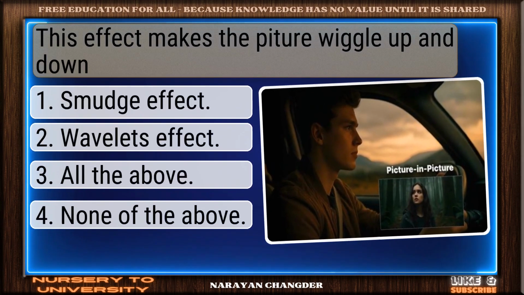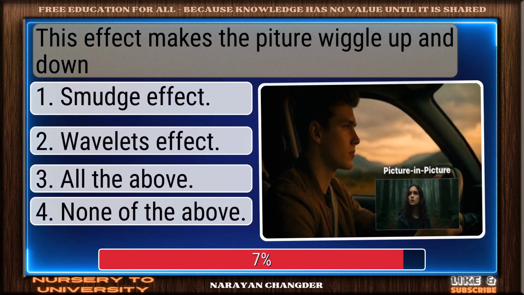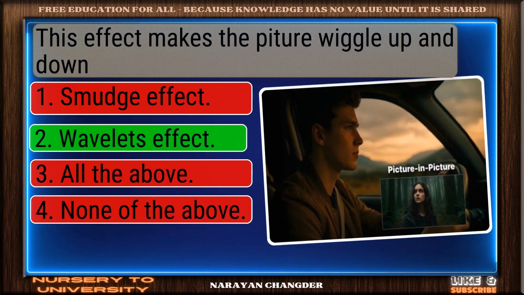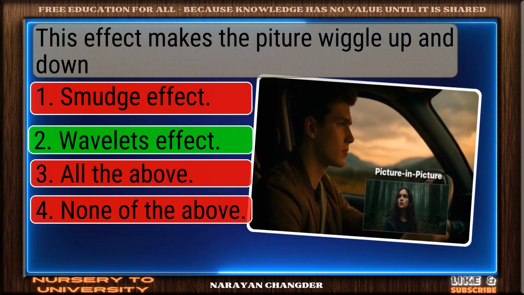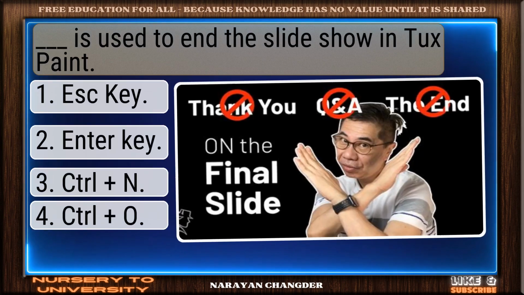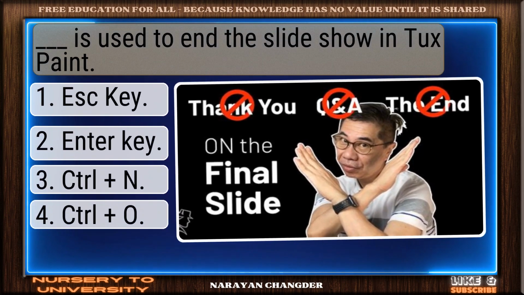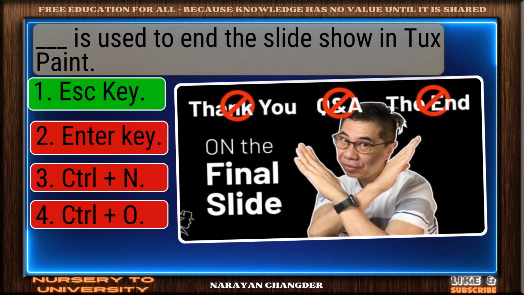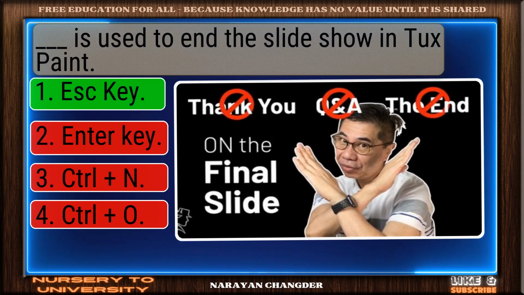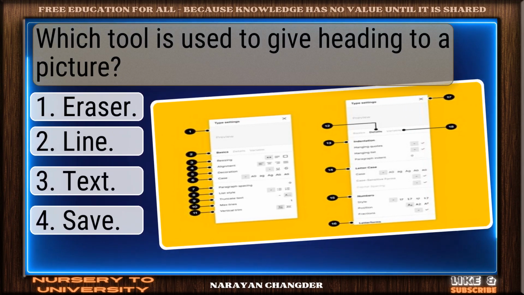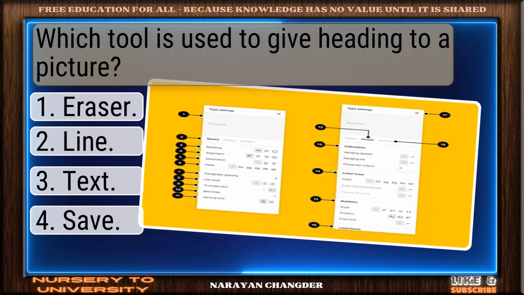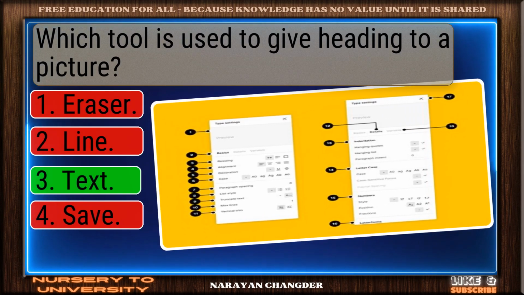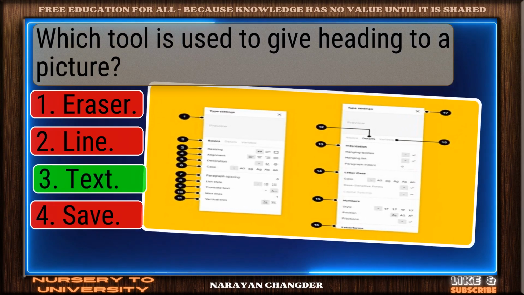This effect makes the picture wiggle up and down. Smart move. Wavelets effect is accurate answer. Dash is used to end the slideshow in Tux Paint. Strong choice. S key is right. Which tool is used to give heading to a picture? Good job. Text works well.